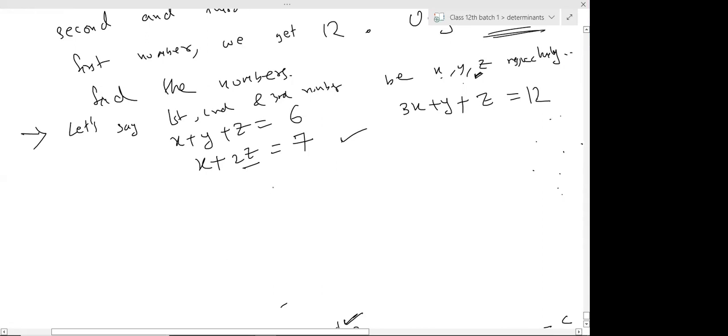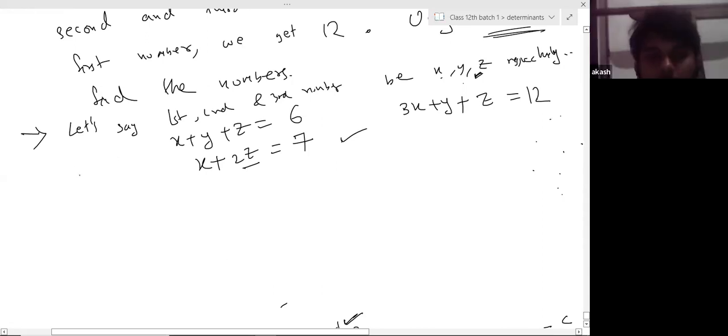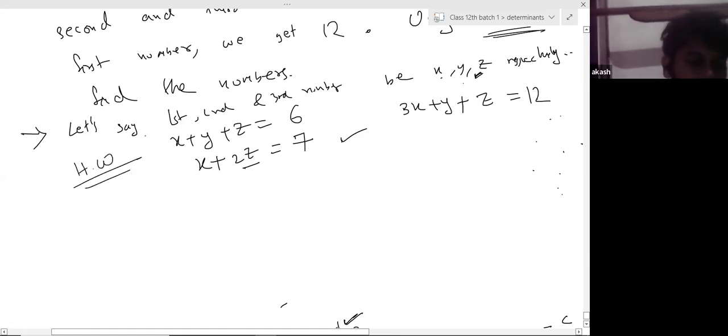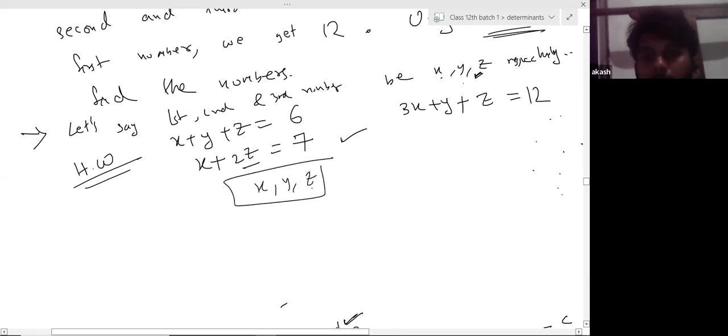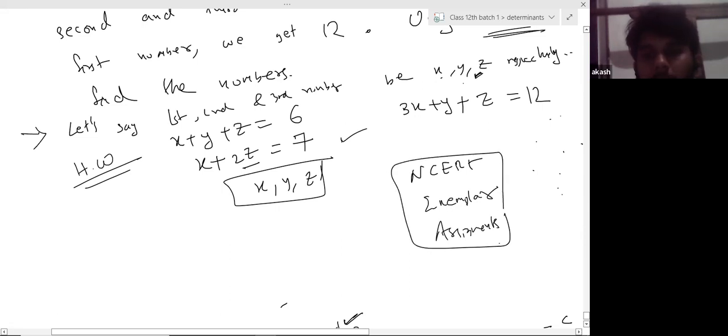Okay, so solving these three equations is your homework. We are almost out of time. In the next class, I will ask you about x, y, and z. You have to tell me. All right, and the chapter is finished. So complete the NCERT exemplar and assignments. In the next class, we are going to start relations and functions.